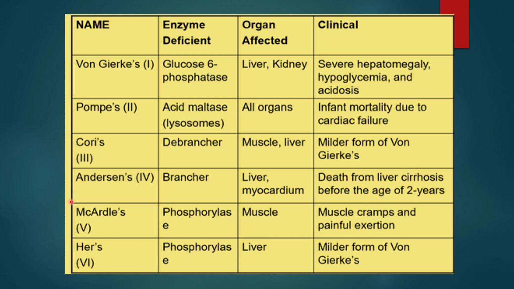Then McArdle's disease is due to the deficiency of muscle phosphorylase, and it leads to muscle cramps due to the severe accumulation of abnormal kind of glycogen, which is not able to be converted into glucose, and painful exertion. And then Hers disease is due to the deficiency of liver phosphorylase, and its symptoms are more like a milder form of von Gierke's disease. So this is in a nutshell the view.